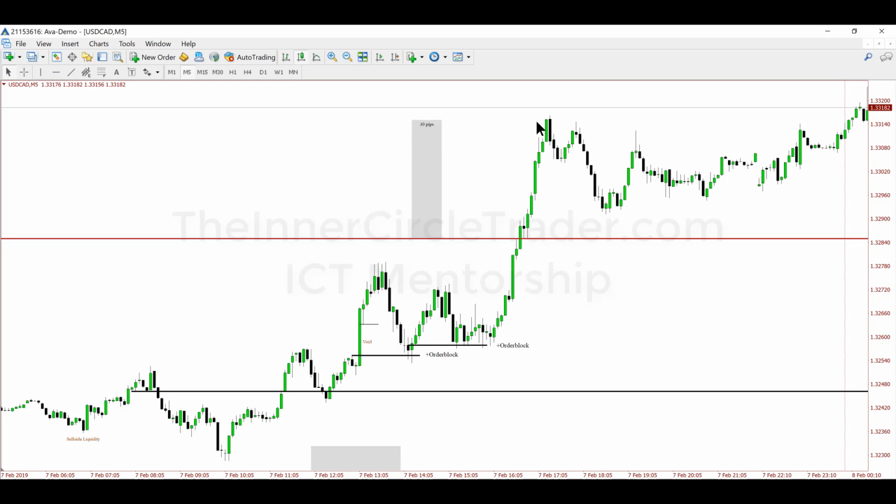30 pips above that takes us up in here. Essentially, that's the bodies of the candles. And then we see a little bit of a give back. Price rallies back up, starts to range, and goes into the rest of the day, closing off the high.